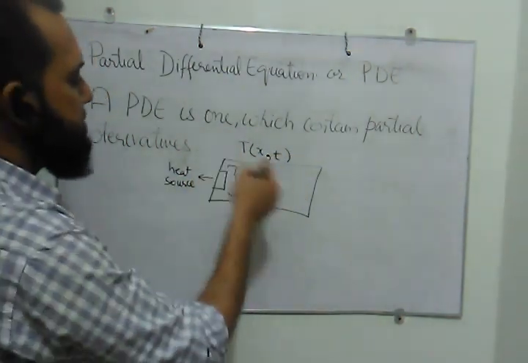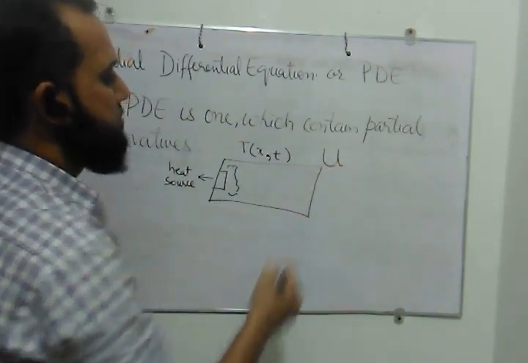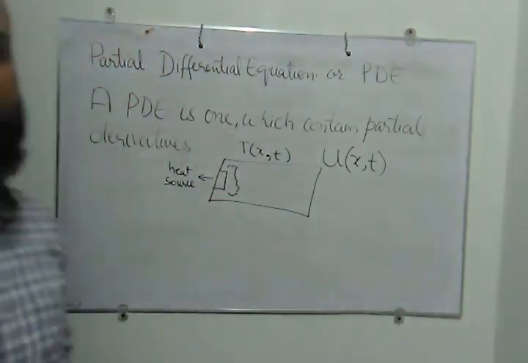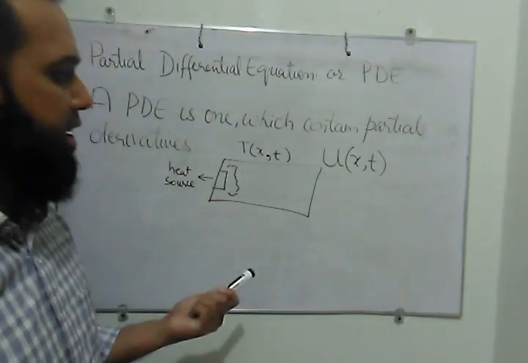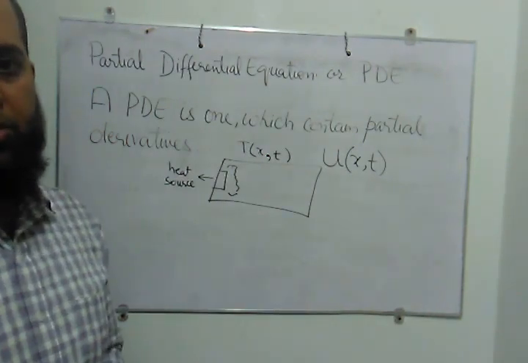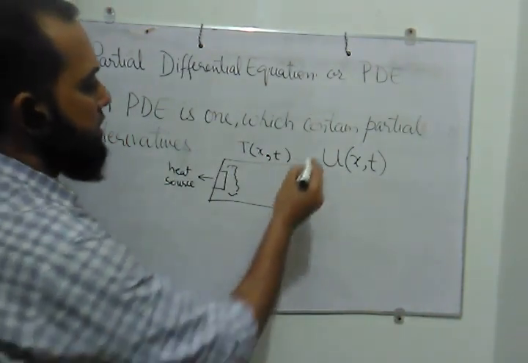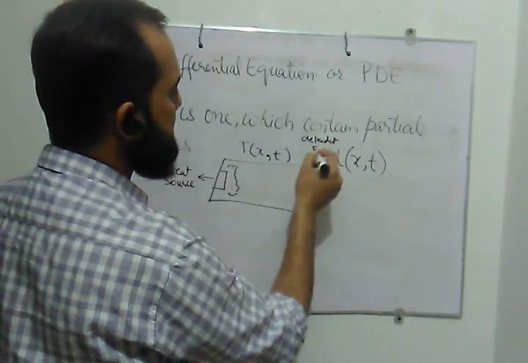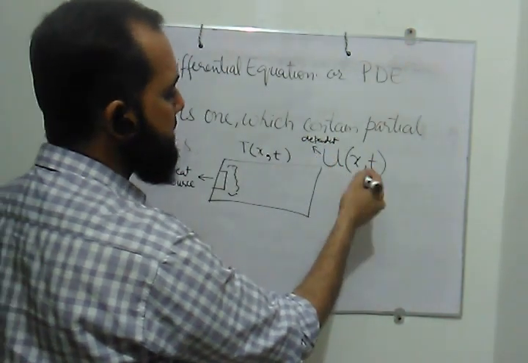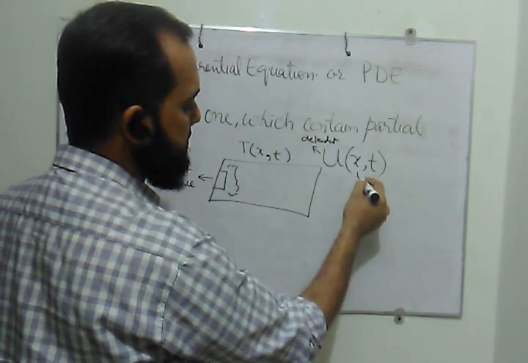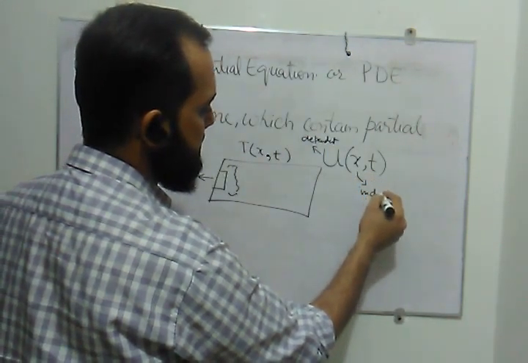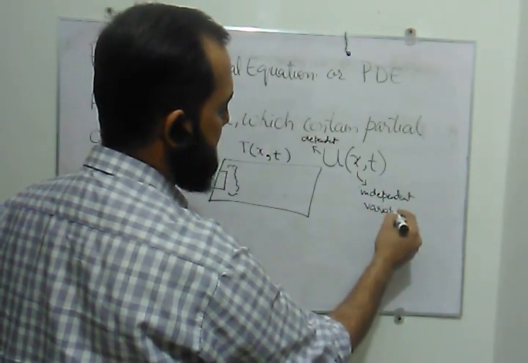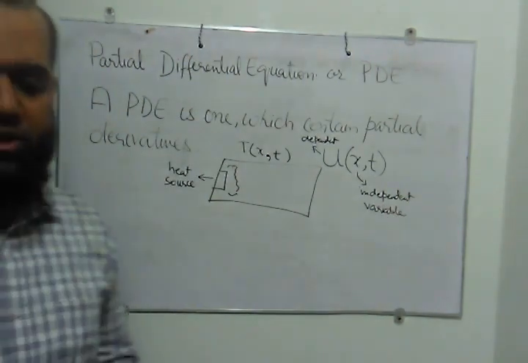So if we denote this temperature with U, then we can write it as a function of position and time. In that case, if we write the equation, it will be a partial differential equation, because the dependent variable can be one or more, but if the independent variables are more than one, then the equation will be a partial differential equation.